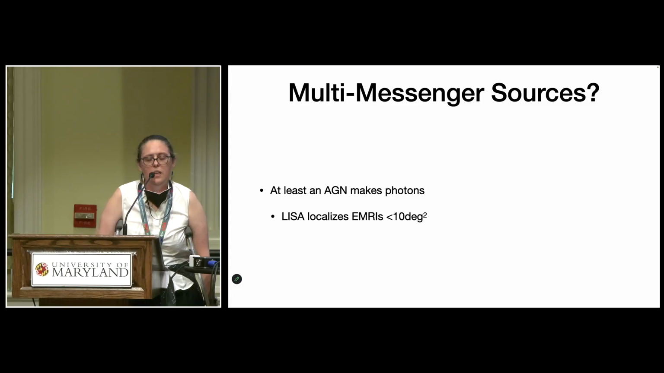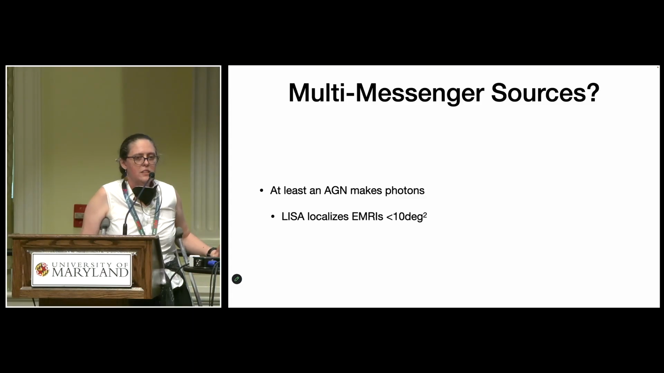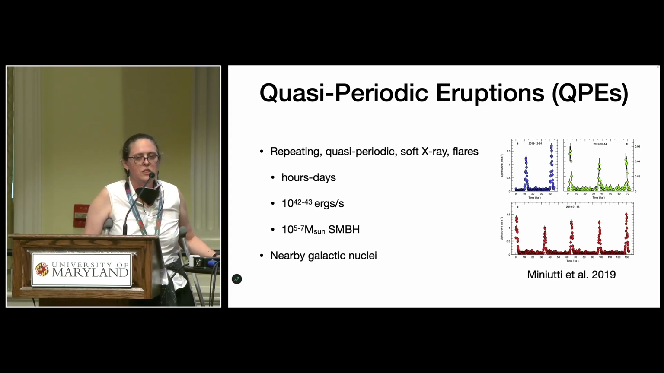LISA is going to localize EMRIs to certainly better than 10 square degrees, in many cases maybe less than 1 square degree, plus we've got a distance measurement to it, but that's still not going to uniquely identify what we're looking at, because there are a lot of AGN in that kind of error volume. Never mind the normal galaxies. So it might be good to know what the EM signatures of EMRIs might look like.